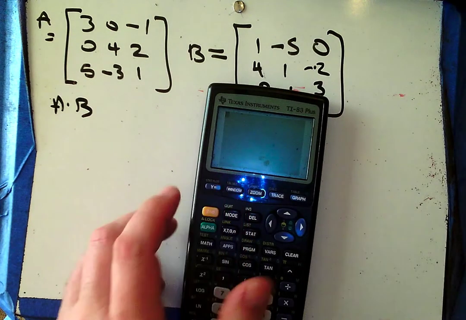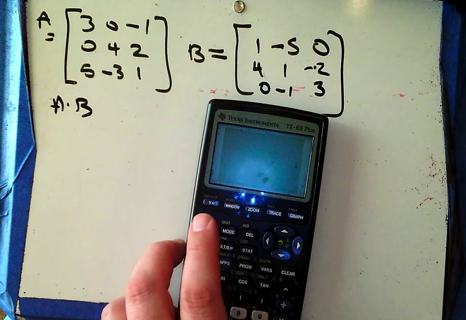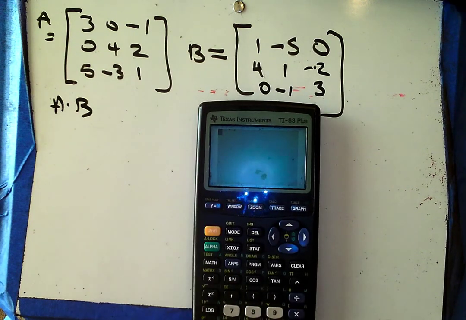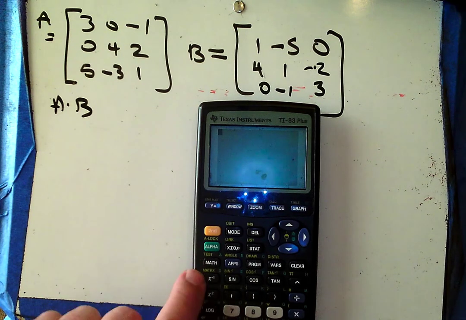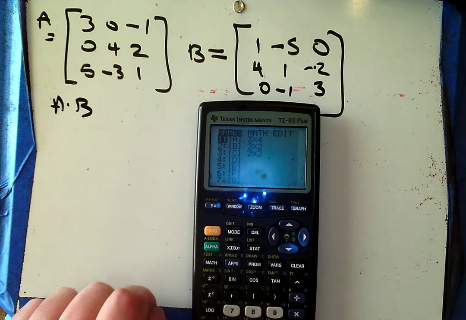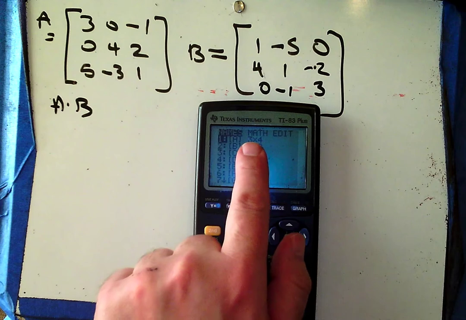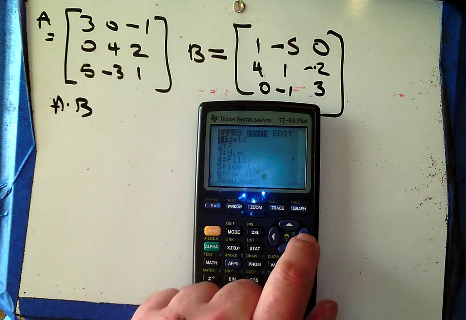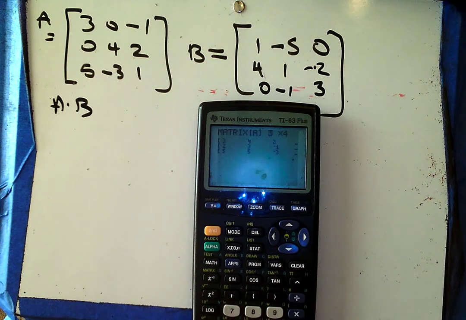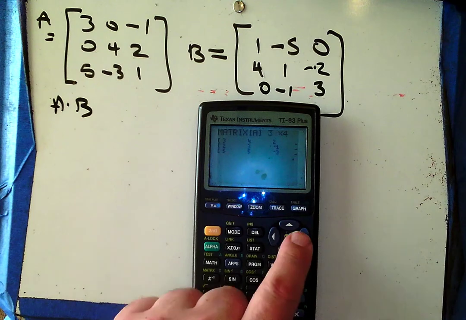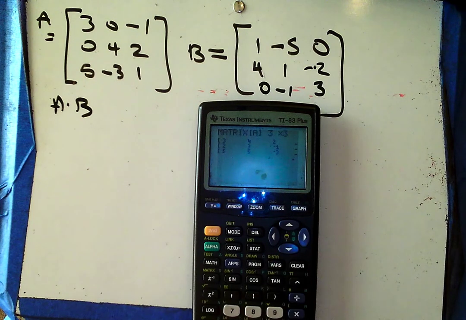Well, the first thing we have to do is get the matrices into our calculator. So the matrix button is here under the math button, above the reciprocal button, so second matrix, and we see that we have names, math, and edit. The first thing we want to do is edit this matrix. And here it's asking us, what's the order of the matrix? Well, our matrix A is a 3 by 3 matrix.